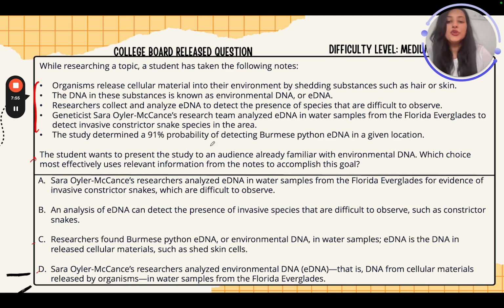Why? Because we have to use information from the notes to accomplish the goal, right? So if some information in an option is given outside from the bullet points, that is not going to be a correct choice for sure. So remember one thing, you will go to the bullet points only if you feel like both the options are achieving the goal and you're stuck between them, right?